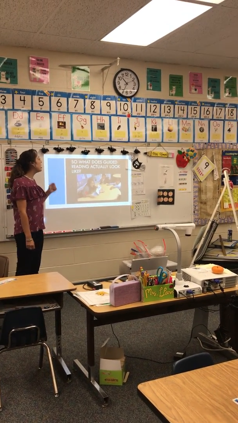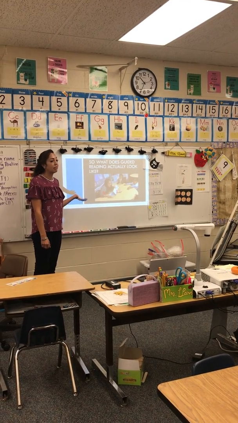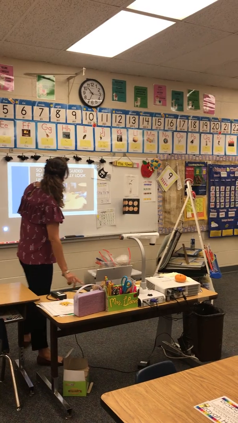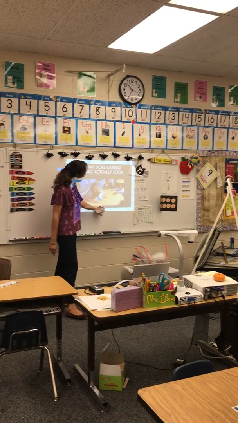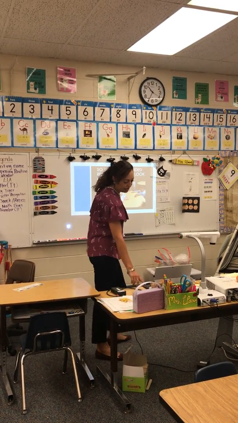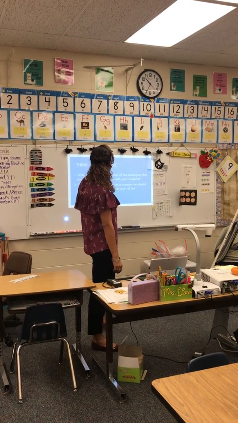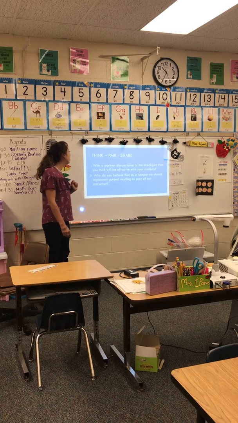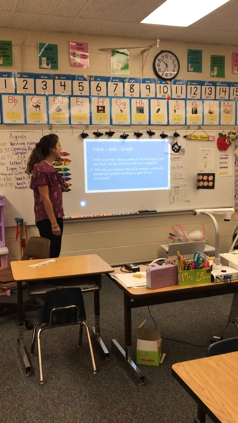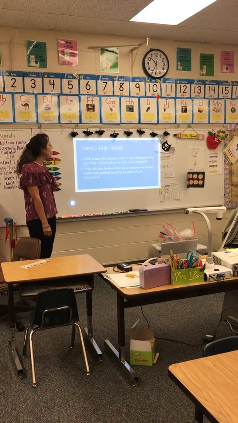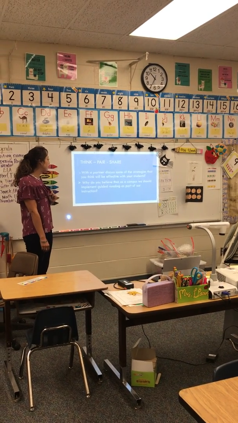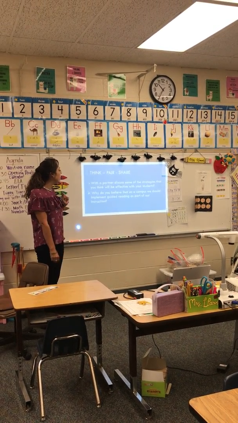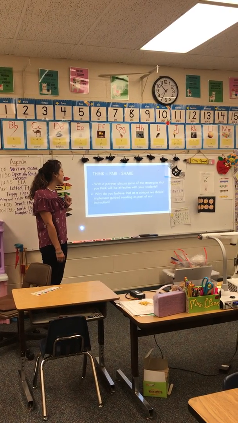So what does guided reading actually look like in the classroom? As we can see, we have the teacher here and some of the students. Think, pair, and share. With a partner, discuss some of the strategies that you think will be effective with your students. Why do you believe that as a campus we should implement guided reading as part of our instruction?